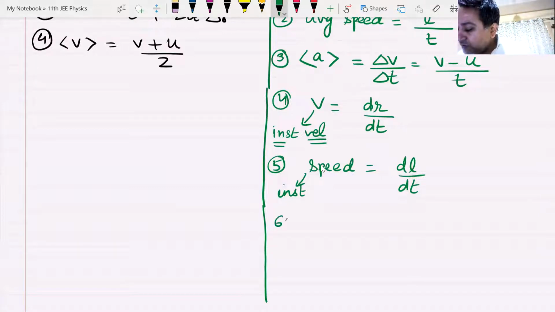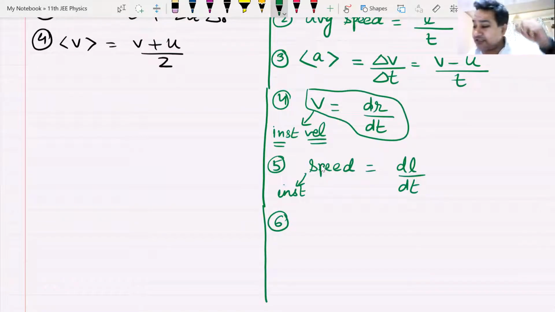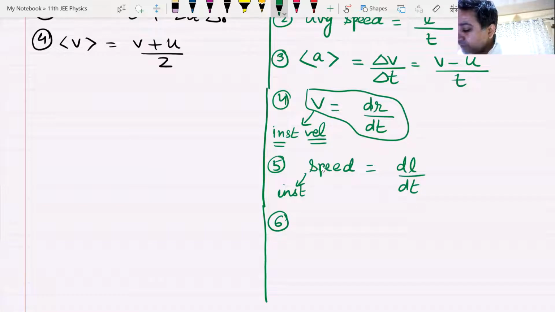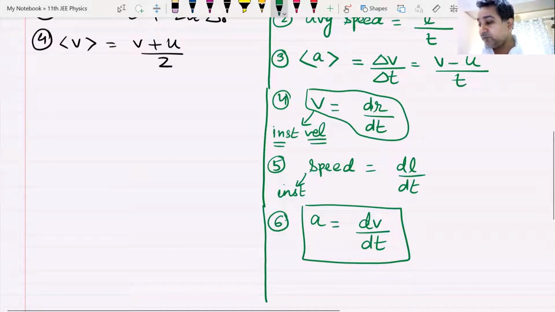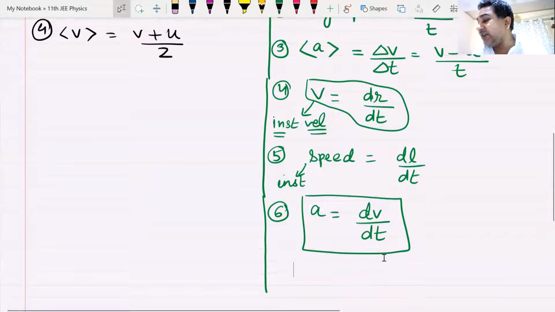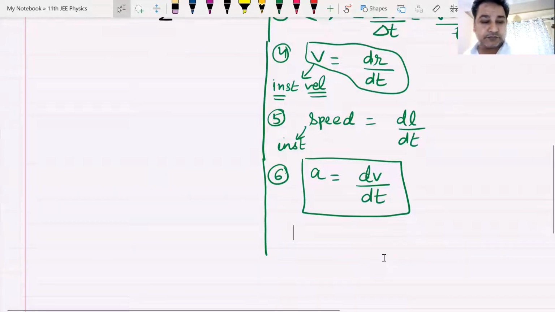Okay. Equation number 6. Equation number 4 says velocity is dr by dt. Acceleration is dv by dt. Do we know this? Rate of change of velocity with time is acceleration. Can I have some raised hands? So we know this. This equation is always valid.